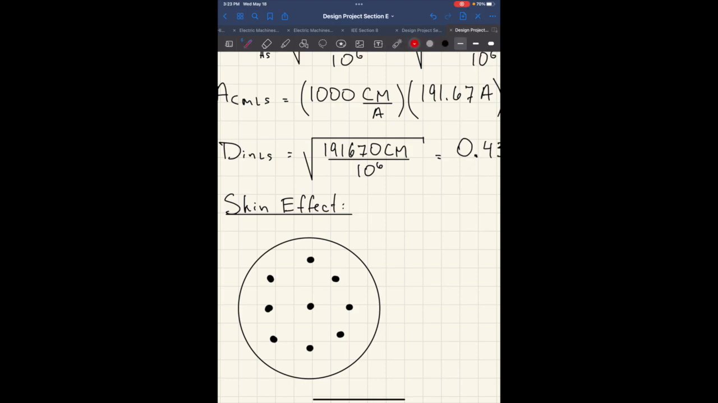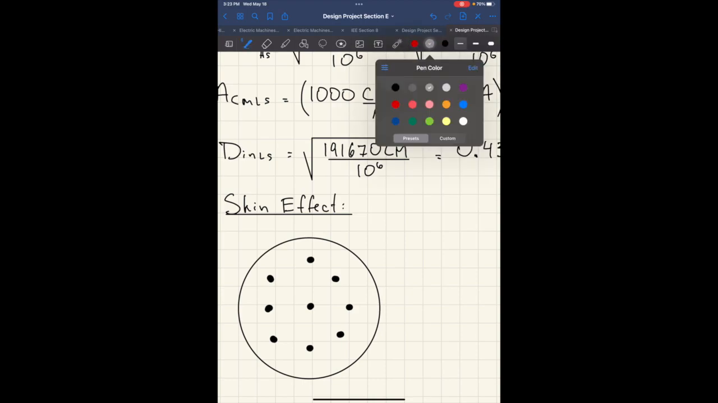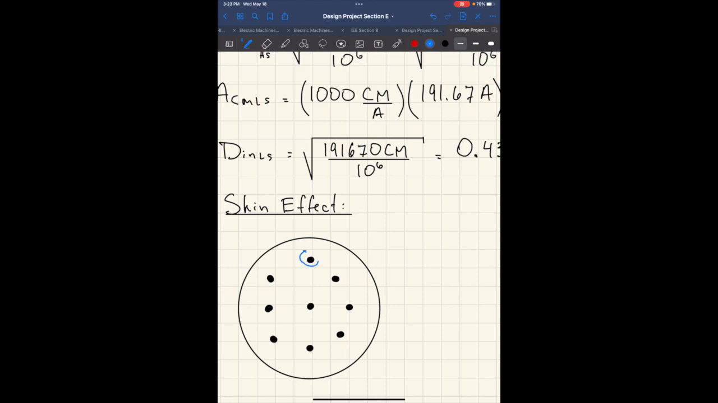So let's consider, I did it a different direction. Whoops, like this. Okay? And as the current is increasing out of the page, that blue magnetic field will also be increasing.